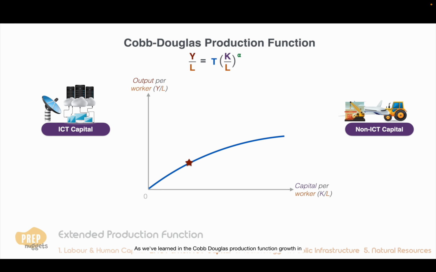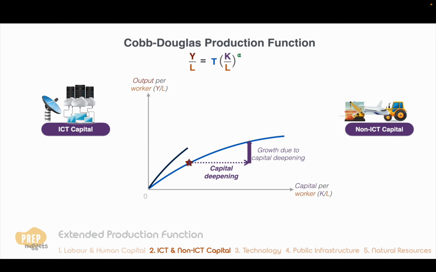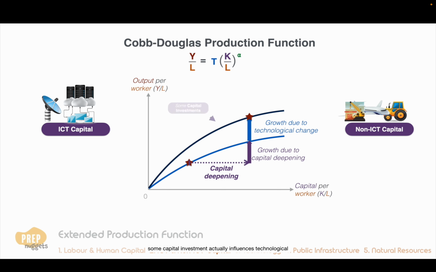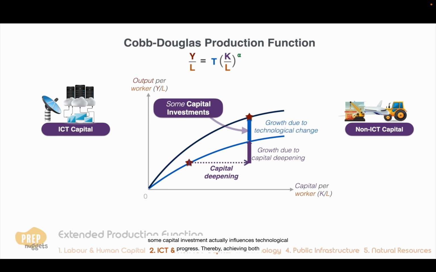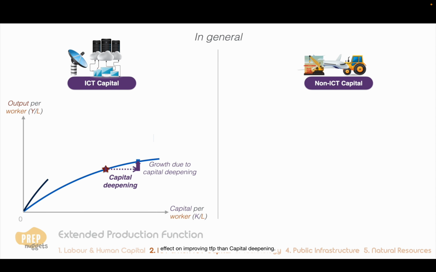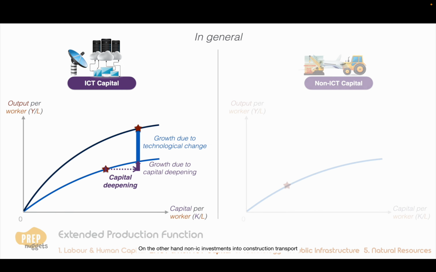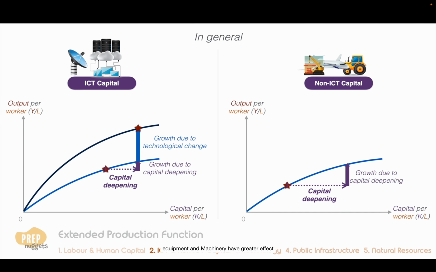As we've learnt in the Cobb-Douglas production function, growth in labour productivity is the result of capital deepening and technological progress. The thing is, capital investment can take different forms. Some capital investment actually influences technological progress, thereby achieving both effects at the same time. In general, ICT investments have a greater effect on improving TFP than capital deepening. On the other hand, non-ICT investments into construction, transport equipment, and machinery have greater effect on capital deepening than improving TFP.